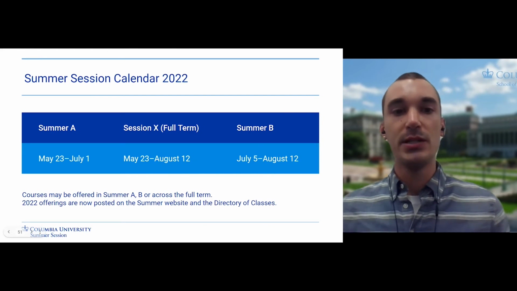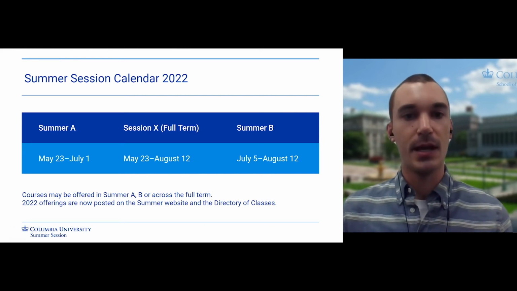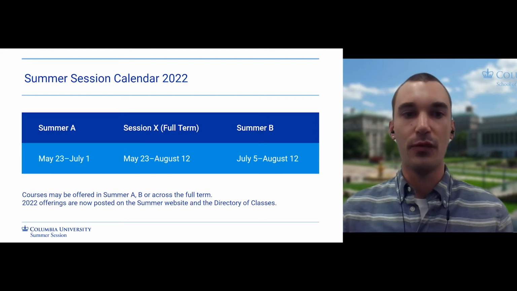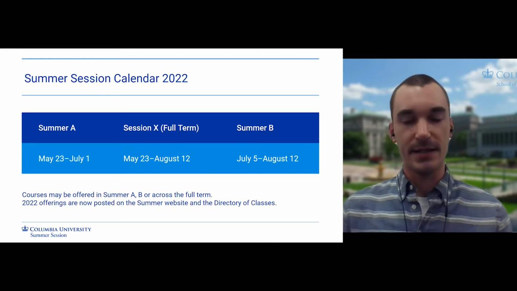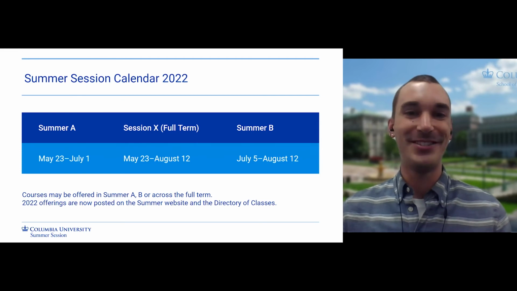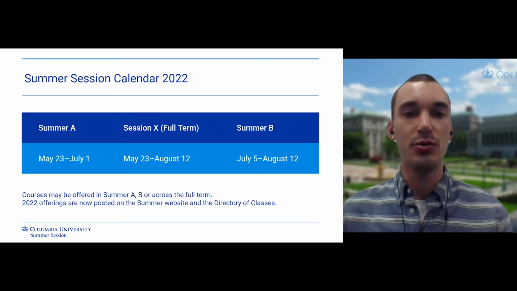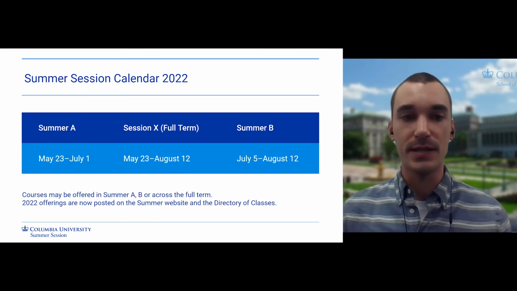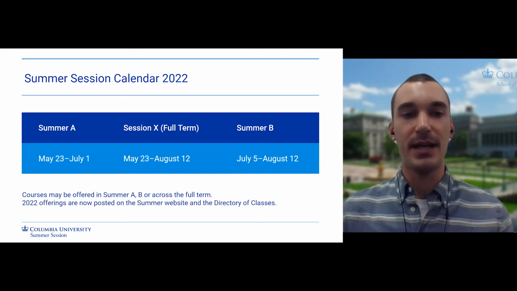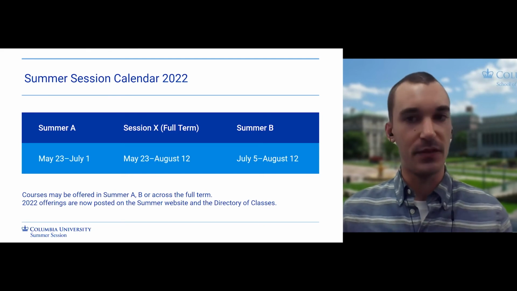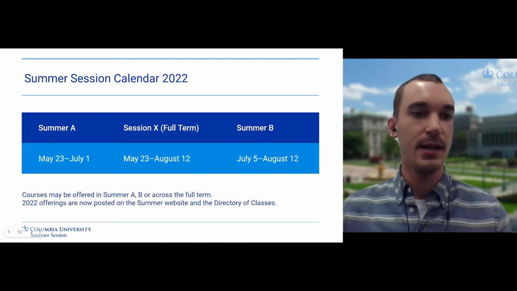So summer 2022 will contain 3 main sessions. Summer X, the full summer term, will run May 23rd through August 12th. Summer A, the first 6 weeks, will run May 23rd through July 1st. And Summer B, the second 6 weeks, will run July 5th through August 12th. As a visiting student, you can choose to attend one session in either block or choose to join us for the full summer. Your visiting student application will remain the same regardless of the session that you choose to attend.